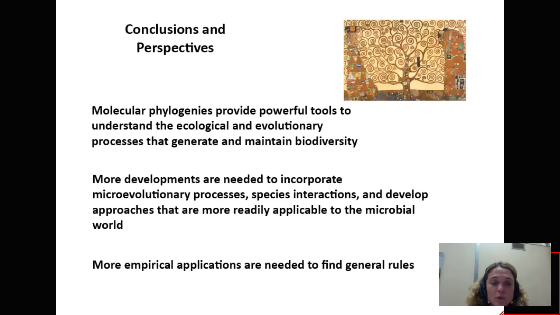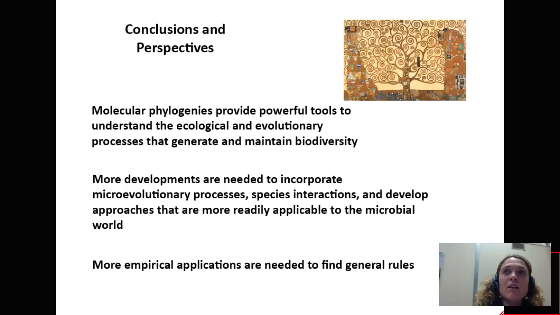Okay, so to conclude, there were several examples of how we can use molecular phylogenies to understand diversification patterns and the ecological and evolutionary processes that generate and maintain biodiversity. The developments that are really needed are those that incorporate microevolutionary processes and species interactions. We don't know how to do that. I already mentioned that we are starting to be able to test the effect of the abiotic environment on diversification patterns. As far as species interactions, we're not able to do much.